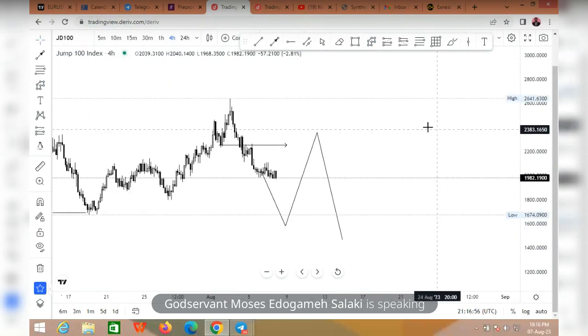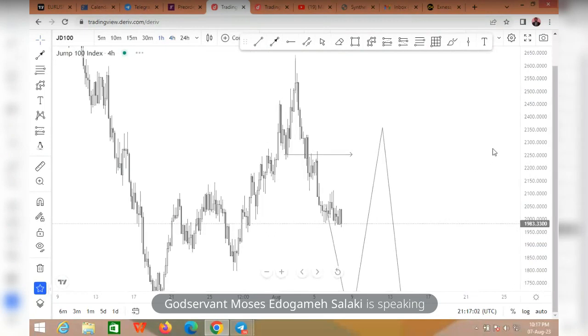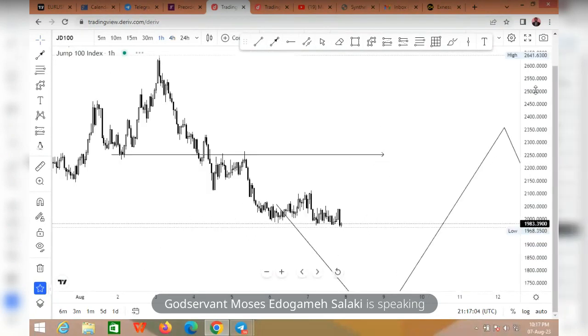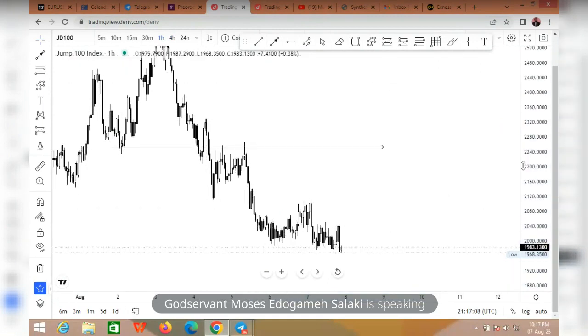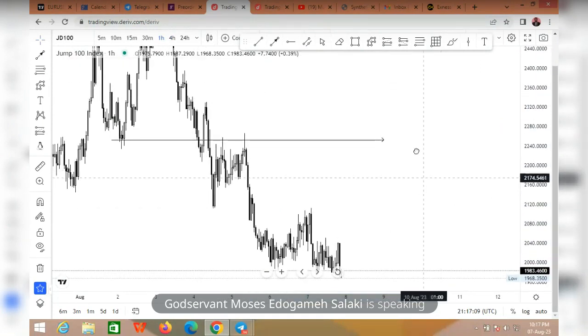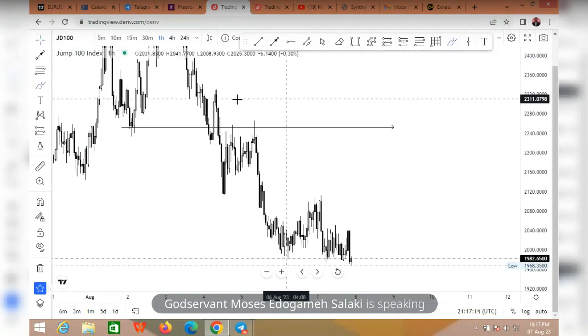But in the meantime, while you are waiting, let's go to a 1 hour. Let's see, there's a structure we can play on the 1 hour. Okay? You can see the 1 hour structure. Look at the 1 hour structure. You can keep playing this.